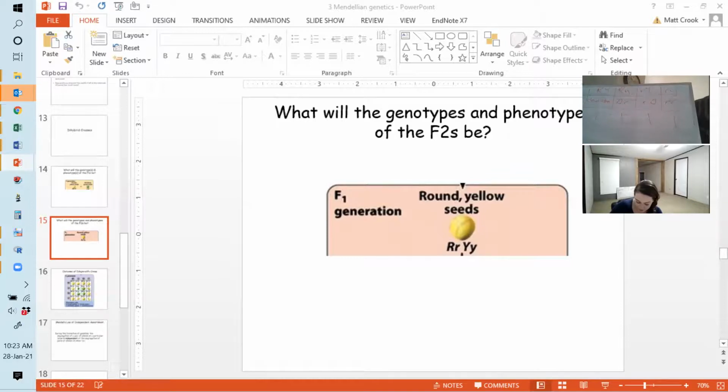So that's just another way of thinking through this kind of problem. Actually, this would be what a test cross for an individual that you think is heterozygous for 2 different genes would look like.